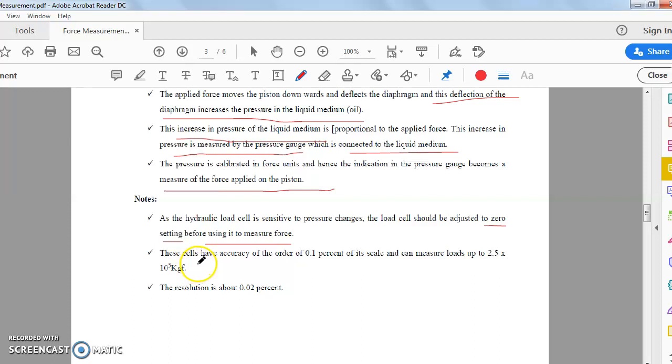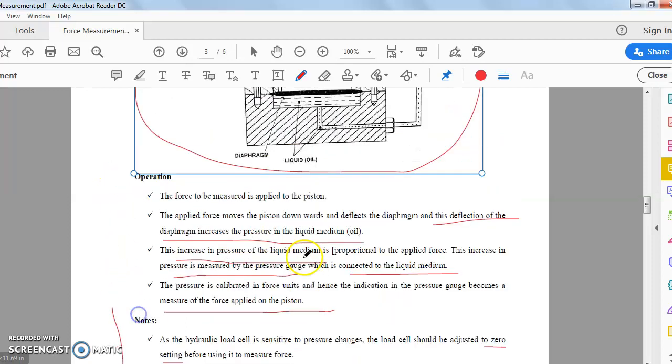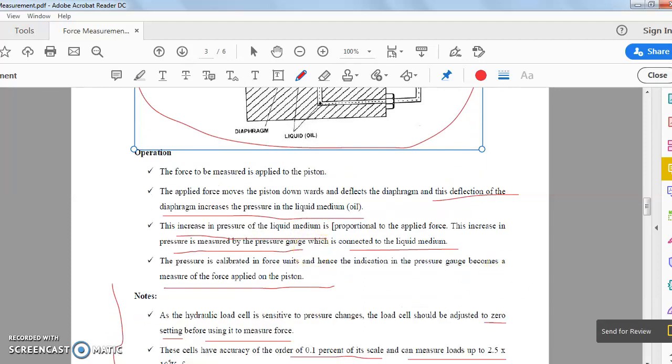These cells have accuracy in the order of 0.1% of scale and can measure loads up to 2.5 times 10 to the power 5 kgf. The resolution is about 0.02%. Just go through these points. The main fundamental idea is the construction, diagram, working principle, and operation.